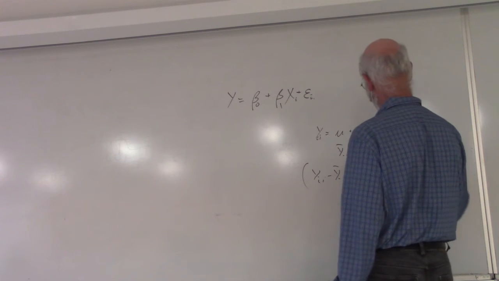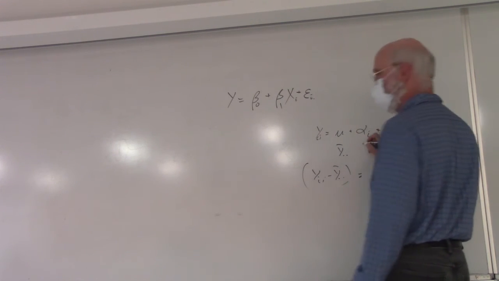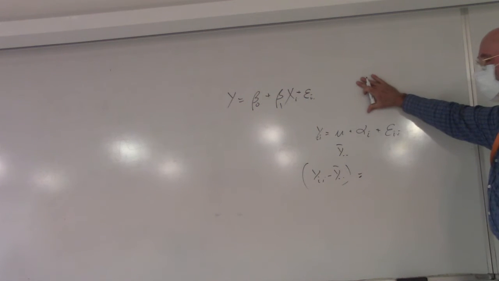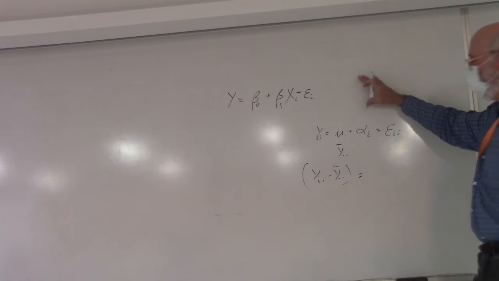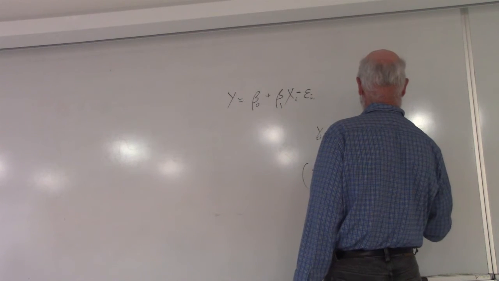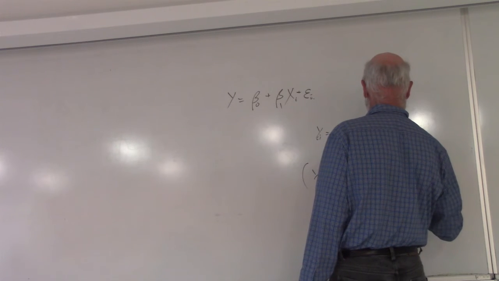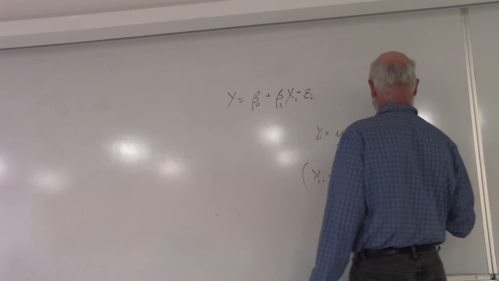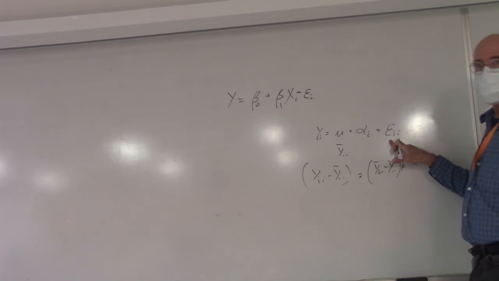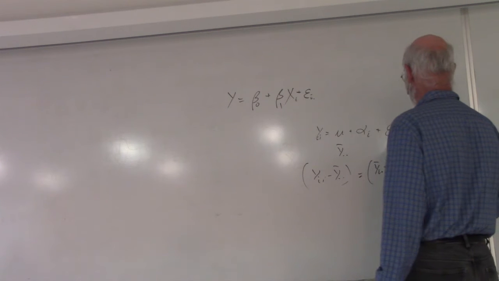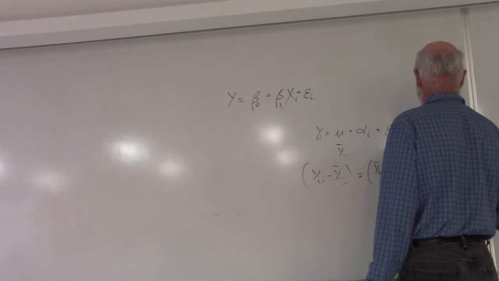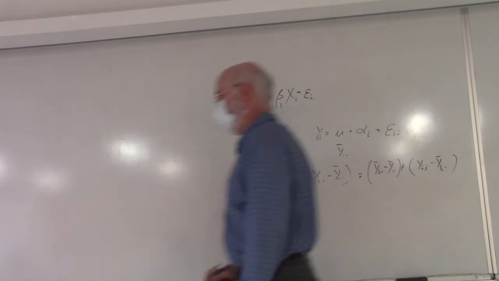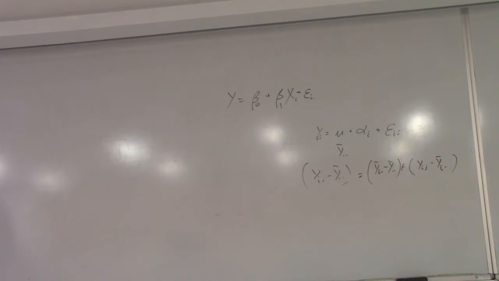What's alpha? The deviation of what from what? Deviation of the treatment mean from the overall mean. So it's yi dot bar minus y bar dot dot plus, and this is the deviation of the observation from the treatment mean, yij minus yi dot bar. So that was pretty straightforward, okay?